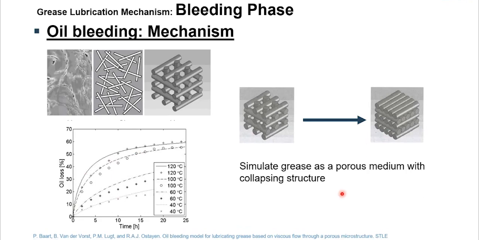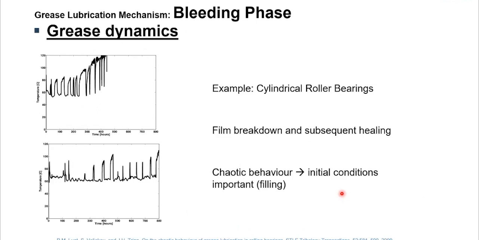Then an important aspect is the grease dynamism. What we have done here is we used a cylindrical roller bearing and ran the CRB with grease at around 6,000 RPM. That means very high speed, and around 8.34 kilonewton of load. And we always measure the self-induced temperature.